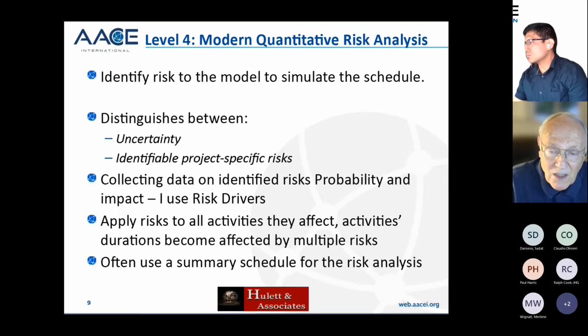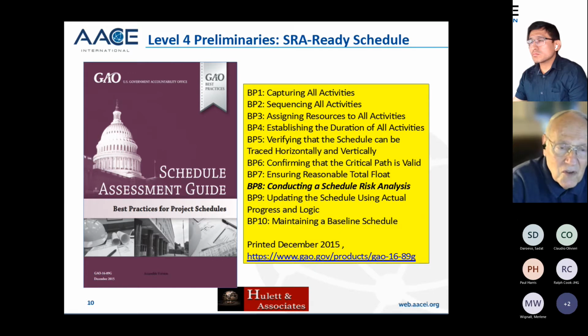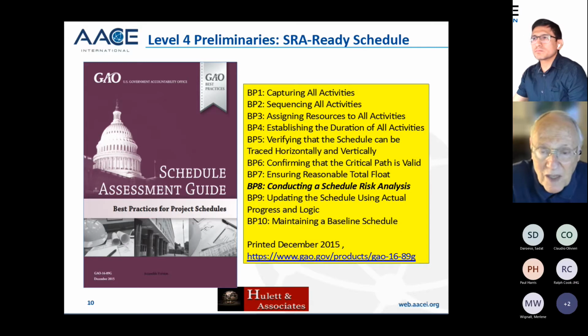So in order to satisfy the best practices for the risk analysis, it's pretty demanding, although it's just good CPM scheduling. Okay, so the first thing to do is this, and this is just the schedule risk assessment guide that I have used from the United States Government Accountability Office, and there are 10 best practices. I want you to look at best practice number 8, conducting a schedule risk analysis.